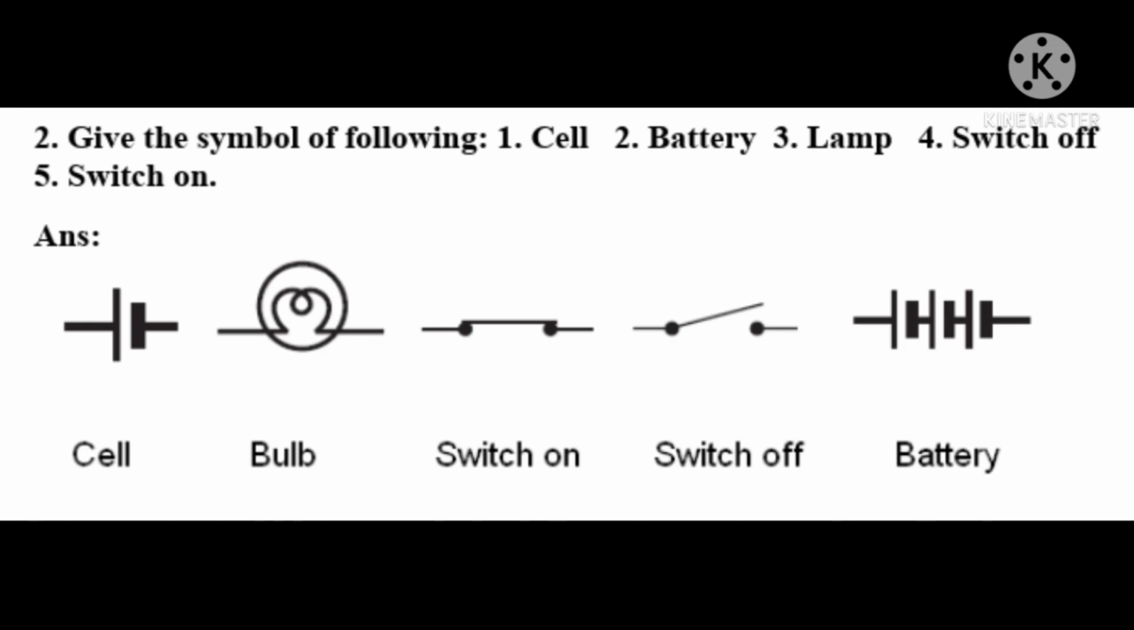Next one, give the symbols of the following. First one, cell. See the symbol of the cell. One thin line is the positive terminal and another thick line is the negative terminal. Next one, battery. Two or more cells combined together, we call it a battery. Third one, lamp. A bulb is there, that is the symbol for a lamp.